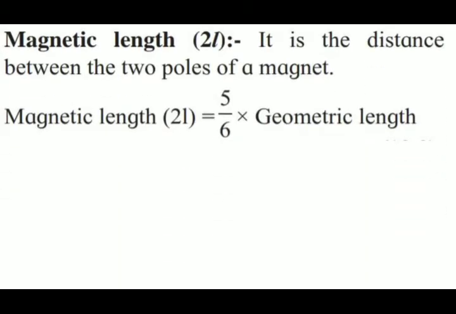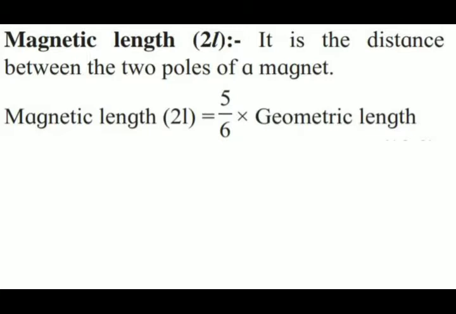So it is the distance between the two poles of a magnet, and we have seen the magnetic length in the diagram, we have seen the geometric length also. So there must be some relationship between the magnetic length and geometric length. As you can see here, the relation between both the lengths is: magnetic length, that is 2L, is equal to 5/6 times the geometric length.